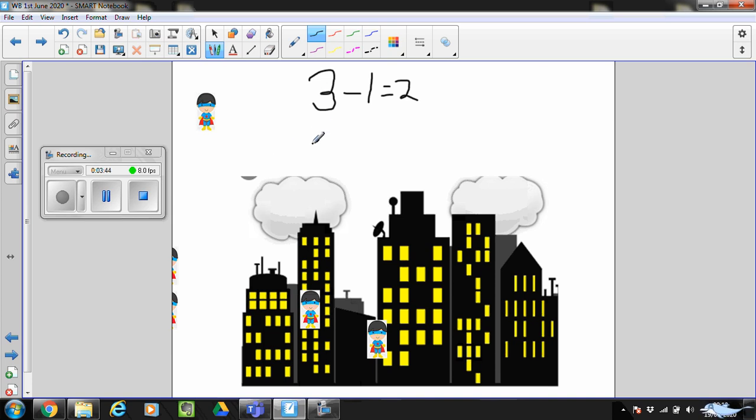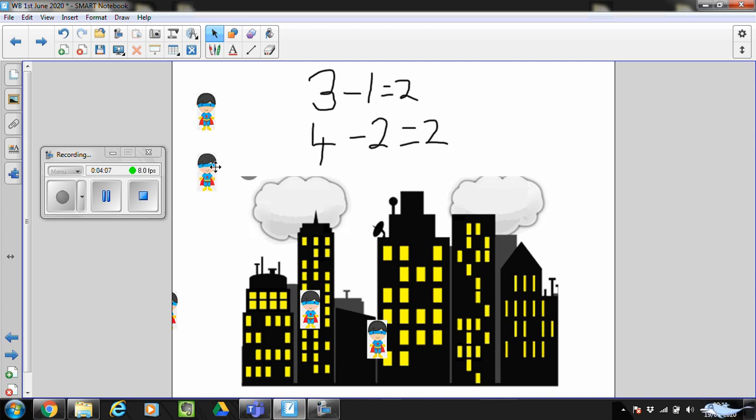So this time we started with 4 superheroes. 2 flew away, so we subtracted 2, and we are left with 2. So our number sentence is 4, subtract 2 equals 2. We're going to have a go at one more together. So put your objects or superheroes back off the building and make sure you collect the ones that have flown away.